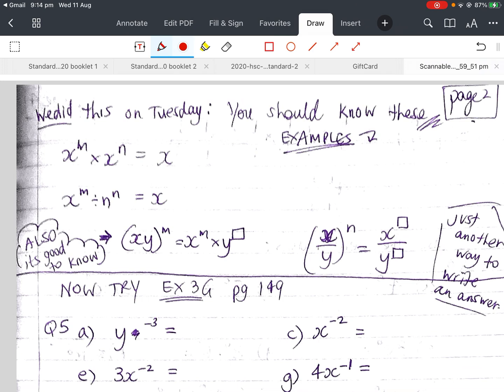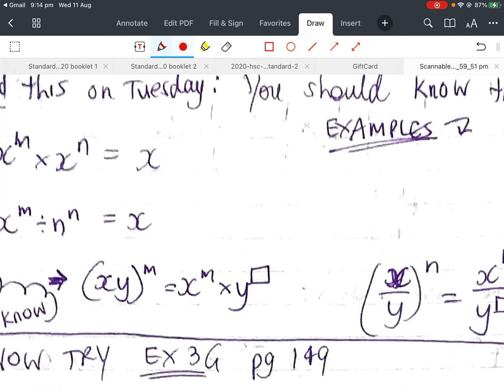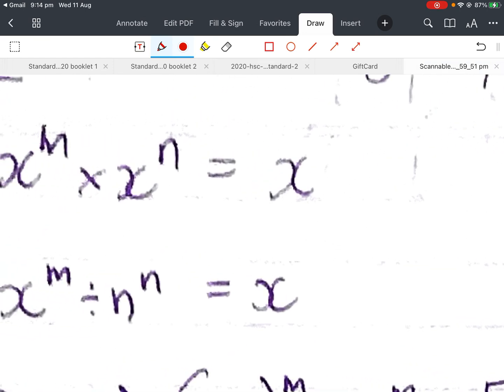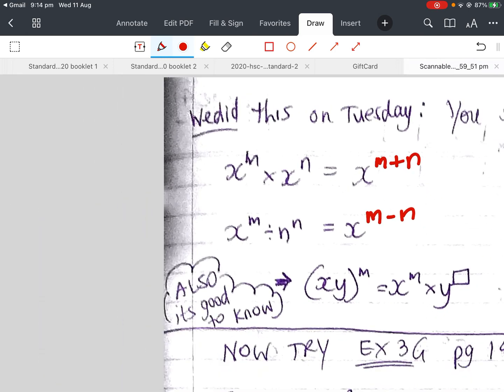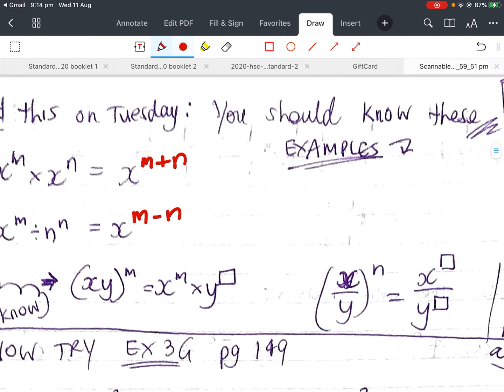So x to the power of m times x to the power of n. Remember, when we multiply, the rule is add the indices. When we divide, what's the rule again? We subtract the indices. We did that on Tuesday. You may have done Maths Online instead, but you should know that by now. So Mr. Maths Antics also went over these.